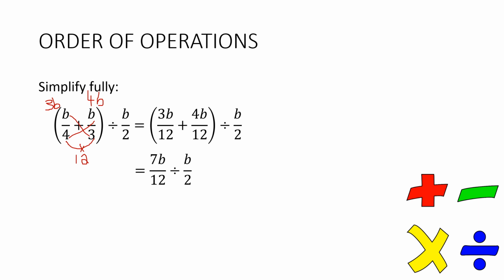All right, now we're up to division. We're going to keep, change, flip. So keep the 7b on 12, change the sign, flip the b on 2. All right, what cancels here? These b's cancel, and the 2 and the 12. So 2 goes into 2 once, and 2 goes into 12 6 times. All right, now we've got to rewrite it. We've got 7 times 1 on top, which is 7, and 6 times 1, which is 6. So it's actually 7 on 6. There's no pronumeral in that.